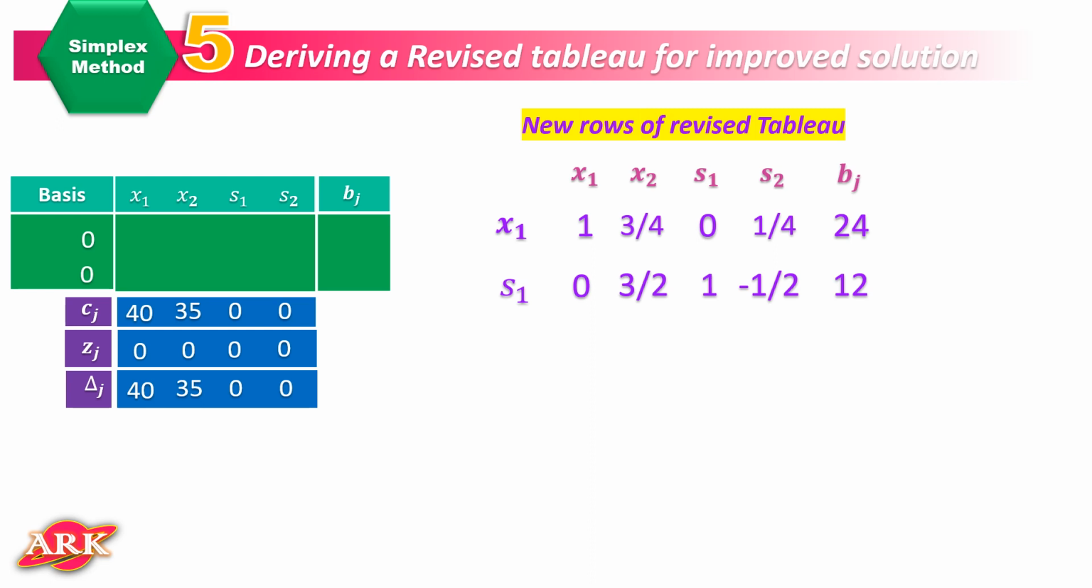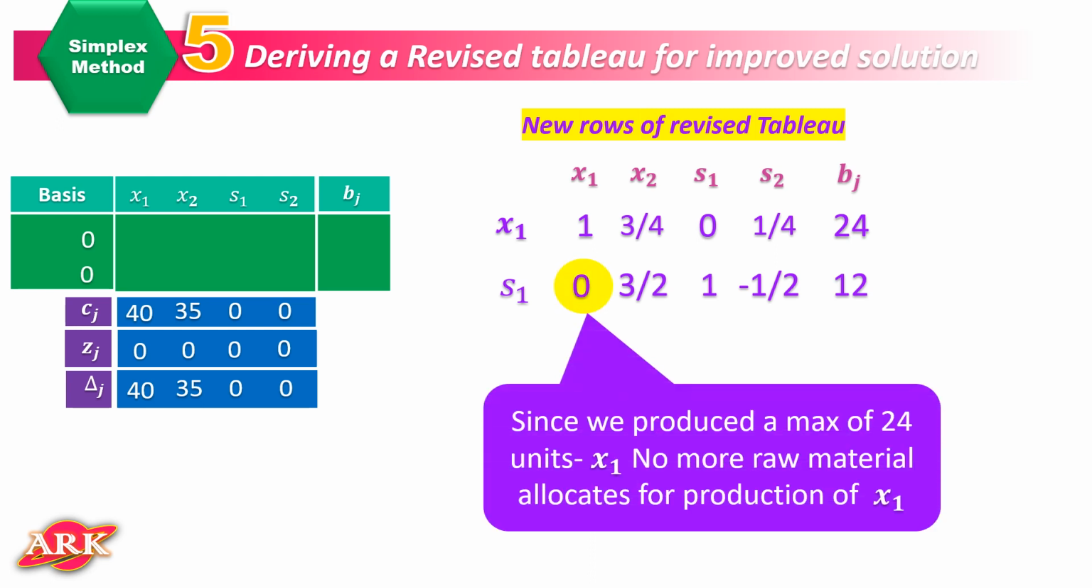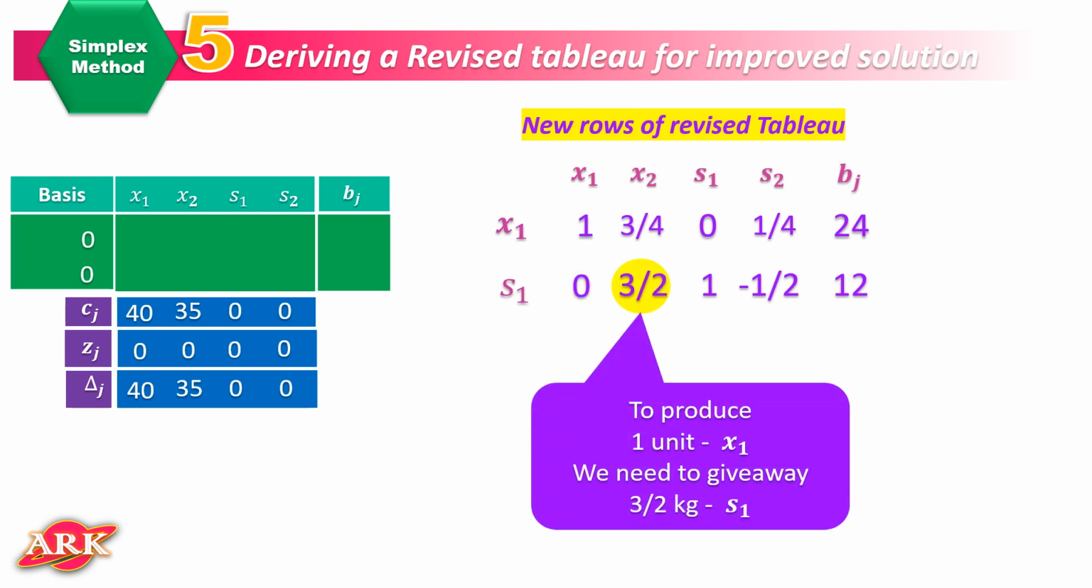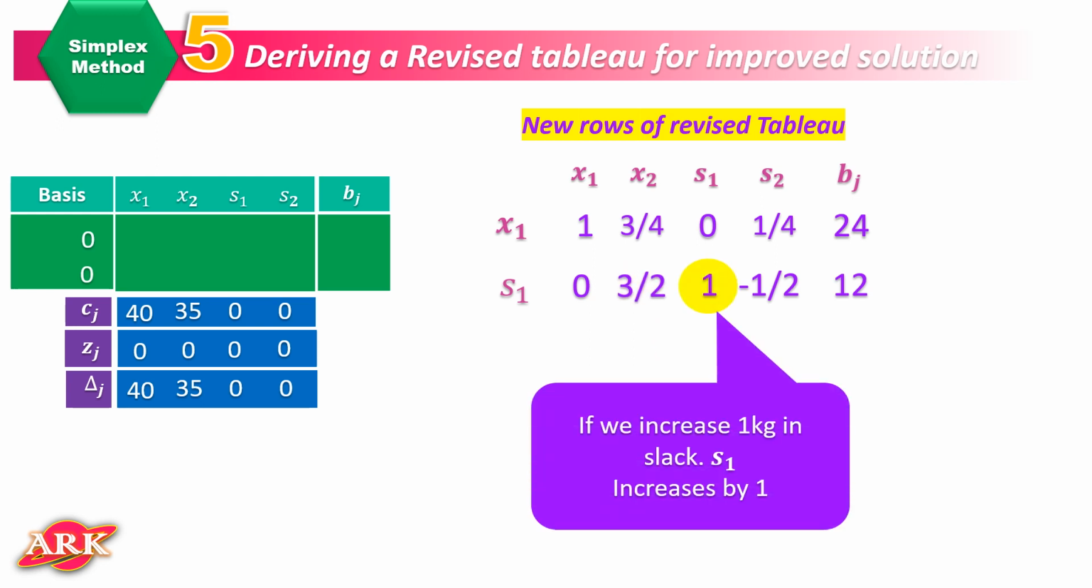Let's understand what the elements in S1 represent. 0 represents that since we have produced a maximum of 24 units of X1, no more raw material is allocated for production of X1. And 3 by 2 represents that to produce 1 unit of X1, we need to give away 3 by 2 kg of S1, which is in the slack. And 1 represents that if we increase 1 kg in the slack S1, the S1 value gets increased by 1.